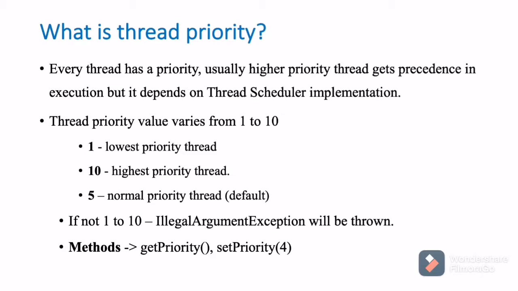And what are the methods related to thread priority? To get the priority of a thread, we can use getPriority, and to set the priority, we can use setPriority with whatever number we want to set.